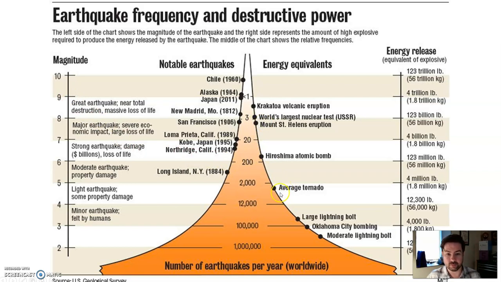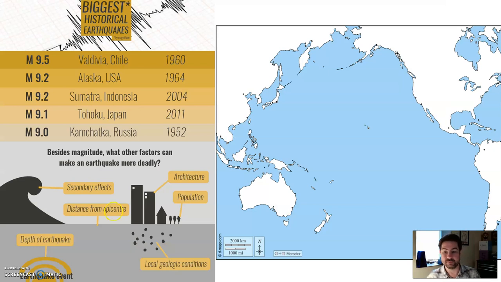The average tornado is equivalent to just under between a 4 and a 5. So earthquakes, there's a lot of energy release. They are massive and massively destructive. So the top 5 earthquakes in recorded history that have been measured, again, there's only been 5 at a 9.0 or above.